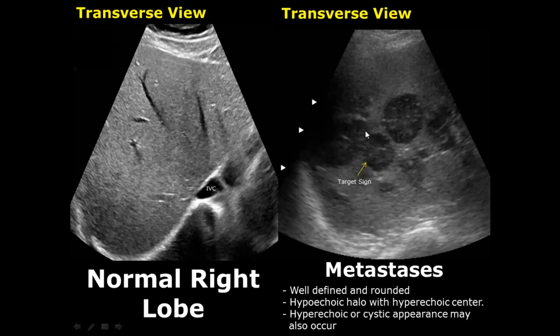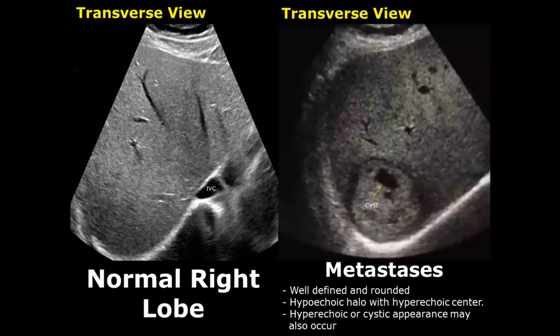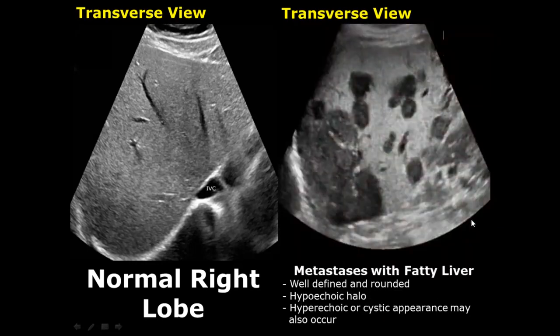This image shows multiple metastatic lesions in the liver, showing us again the target sign. Some metastatic lesions can have cystic components as well. Over here we have the hypoechoic halo and a hyperechoic inner region followed by a cystic area in this metastatic lesion. This image shows multiple metastatic lesions along with a fatty liver.